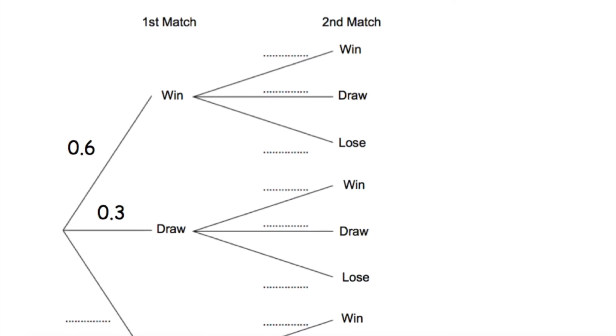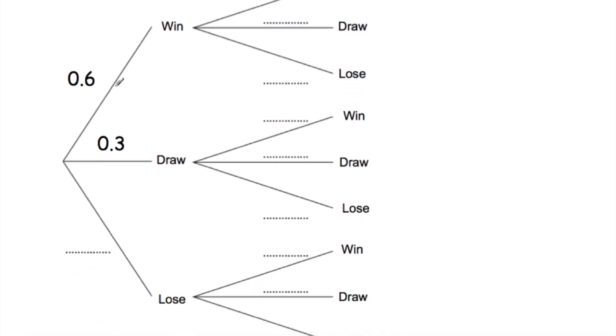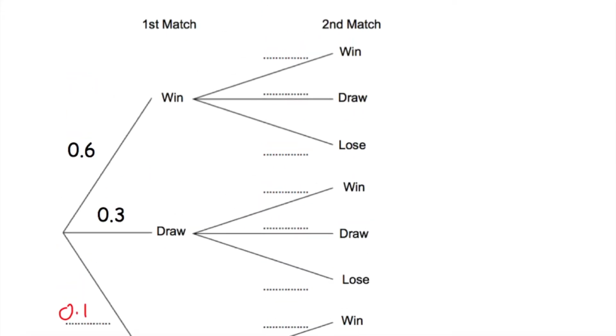Okay, next, we've then been asked to complete the tree diagram. So if we have a look at the tree diagram, the first match, they can either win, draw, or lose. These two probabilities add together to be 0.9, so again, probability for losing would be 0.1. And in terms of the second match, well, we're not told that the probabilities change, so perhaps they're playing the same team twice, I don't know. But the probability that they win the second match would be 0.6. The probability that they draw the second match would be 0.3.